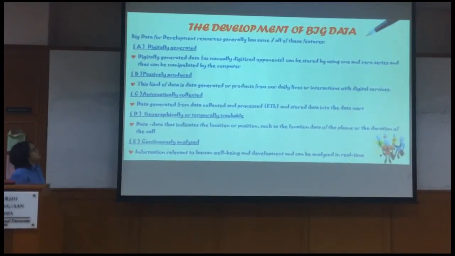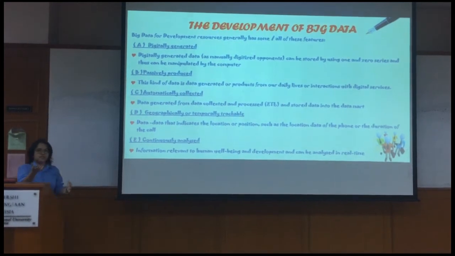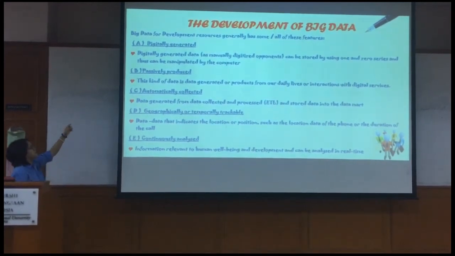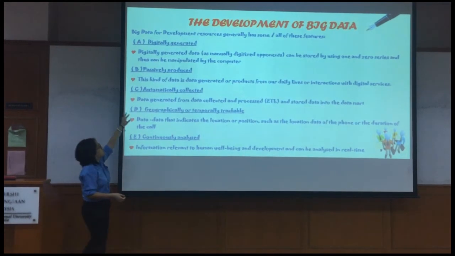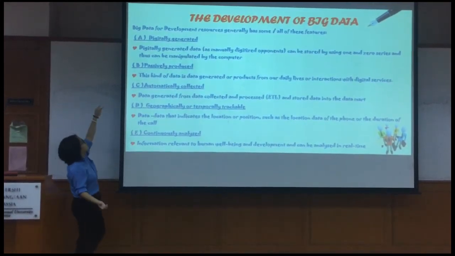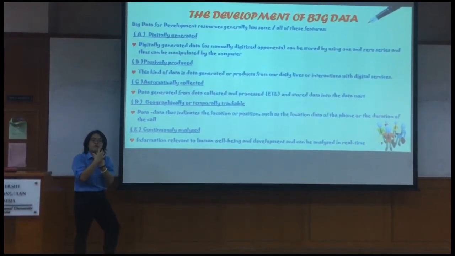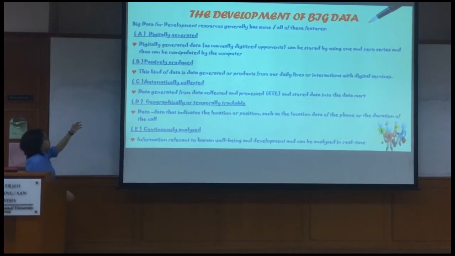So we move on to the features of big data. There are five features. One is digital generation, which is about digital data. Second is passive producers. A passive producer is the producer of the digital data. So the digital generator and the passive producer have a close relationship.